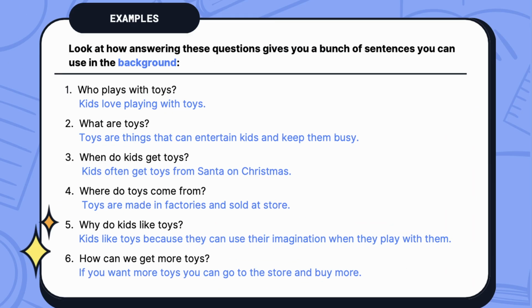Look at how answering these questions gives you a bunch of sentences you can use in the background. Number 1, who plays with toys? My background sentence could be, "Kids love playing with toys." Or, "What are toys?" Now, the question does not go in the background, but my answer could be a background sentence. Toys are things that can entertain kids and keep them busy. That's a great background sentence. Let's look at another one.